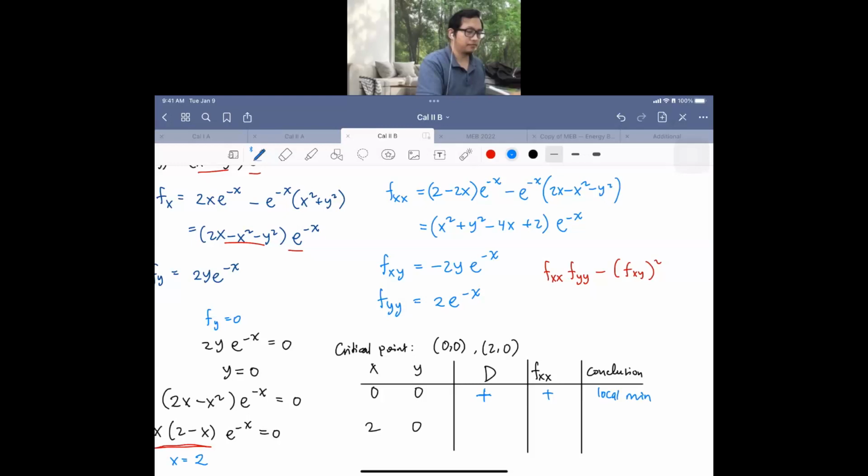When you put in 2, it will be negative, right? 2 minus 4 is negative 2, so it should have a negative. So we can know that this will be a saddle point. Okay.